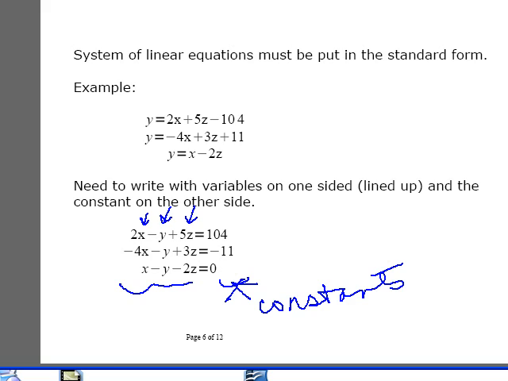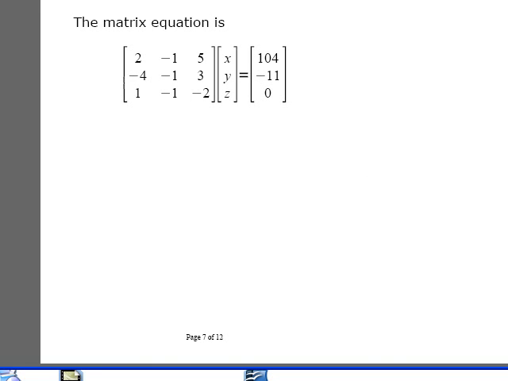Okay, you see what I did here? I just had to move the x and the z over to the other side, and that left it 0. 0 is a perfectly good number, and that's okay for it to equal 0. And here's a matrix equation for the system of linear equations on the previous slide.